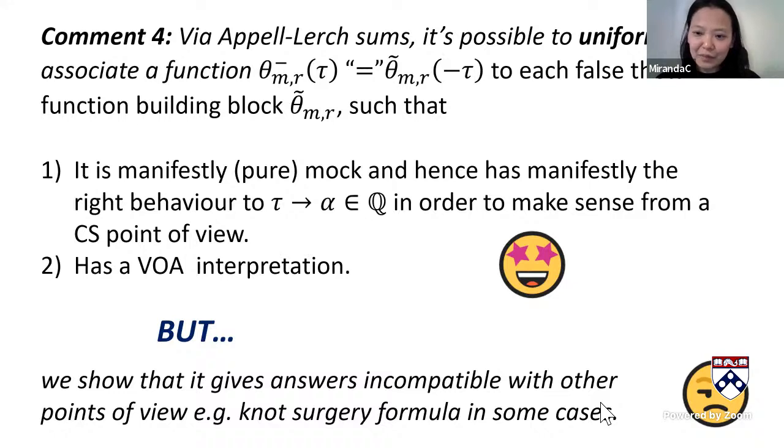Then the fourth comment: if you think all this is kind of laborious and non-systematic, then we're totally with you. So in fact, we had this idea: if you know what Appell-Lerch sums are, then otherwise it's just some methods in the theory of mock modular forms. It is possible to uniformly associate a function, the reflection if you want, of all the basic components of false theta functions for each index and component R.